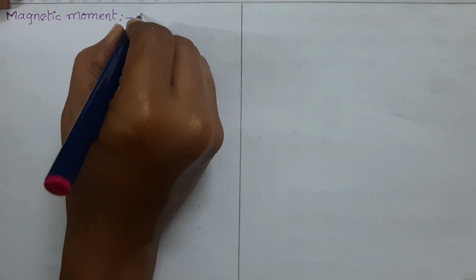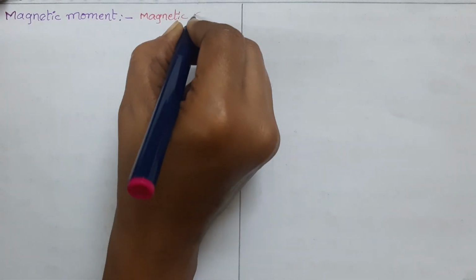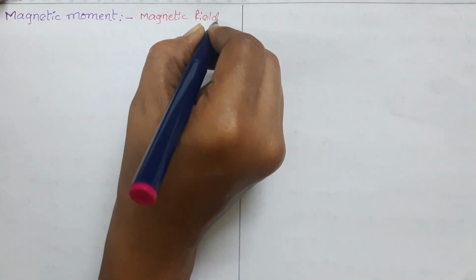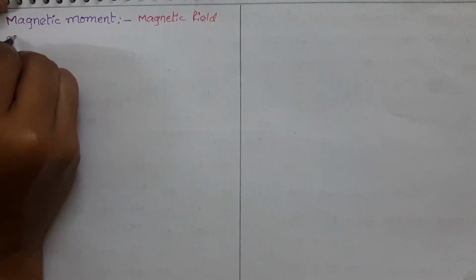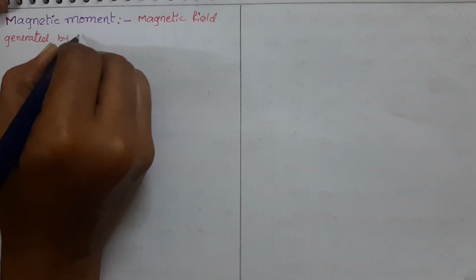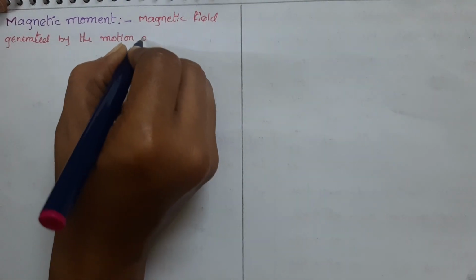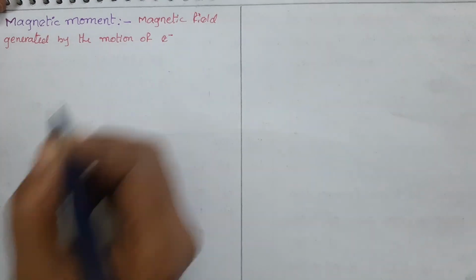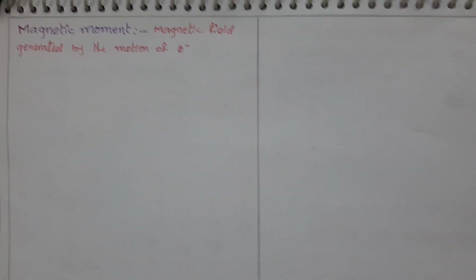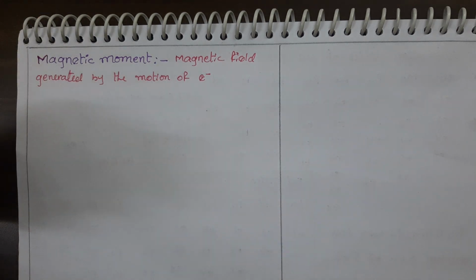Today I am going to explain magnetic moment. So what does magnetic moment mean? Magnetic moment is nothing but the magnetic field generated by the motion of an electron.